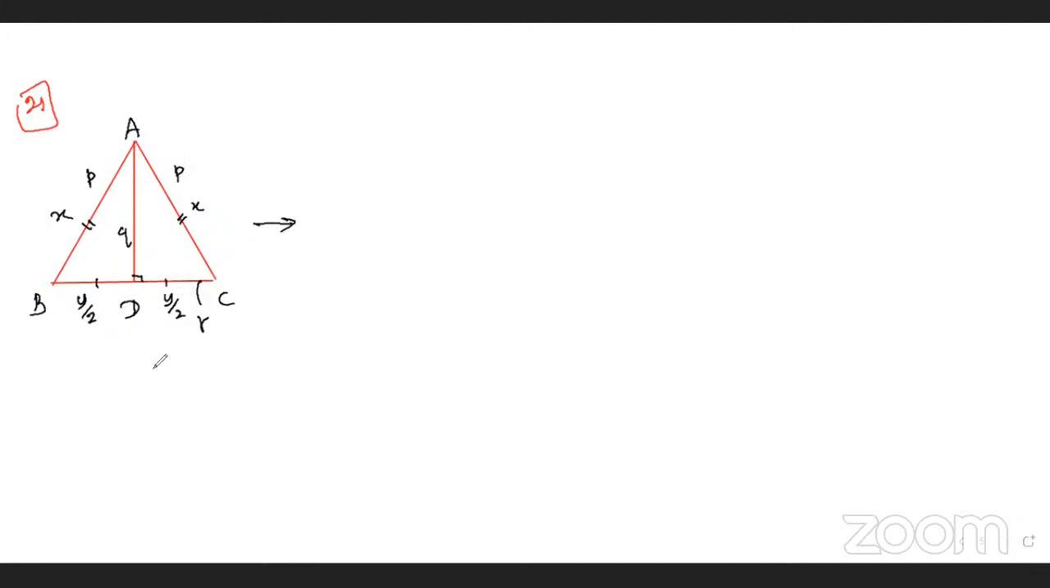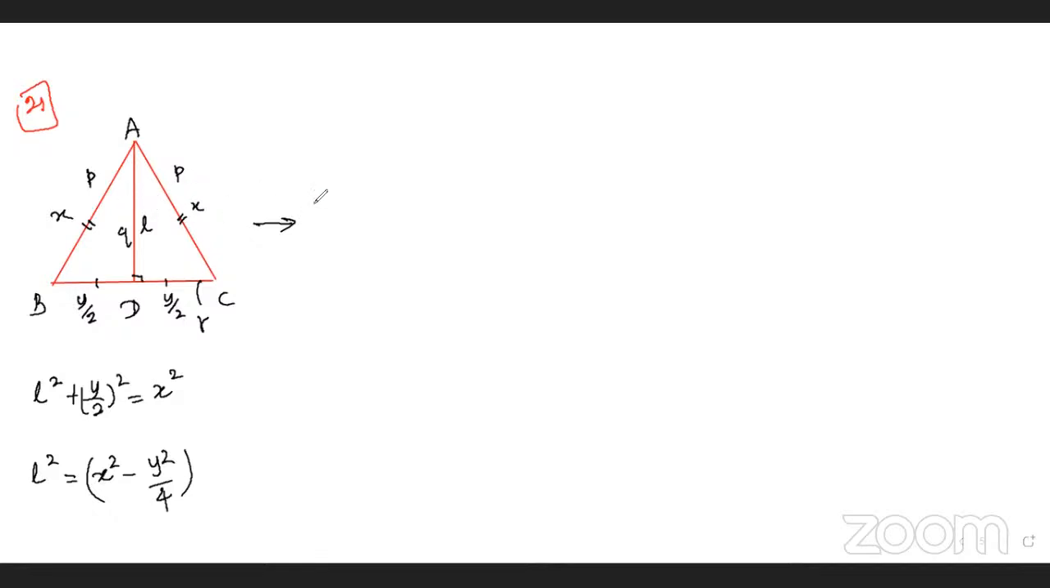According to this, you can write using the Pythagoras theorem. Right? This is AD. Let's say this length is L. This L square plus y over 2 square should be equal to x square. Then L square equals x square minus y square over 4.